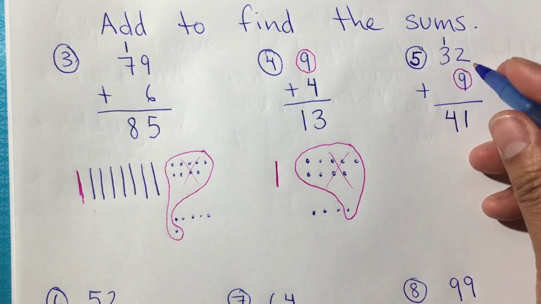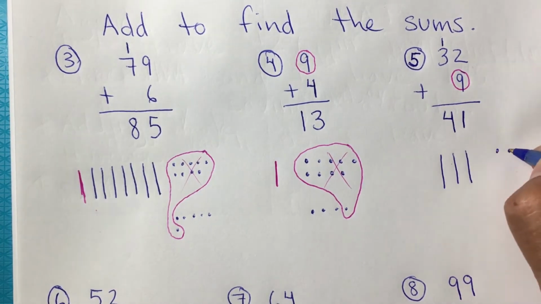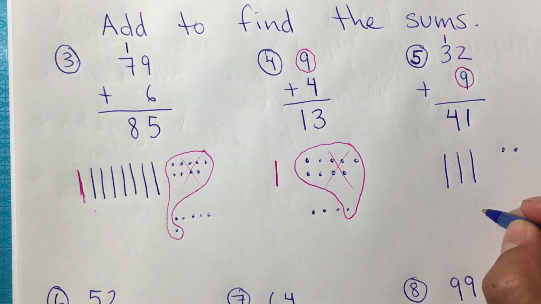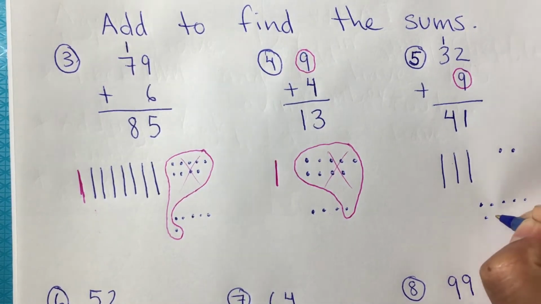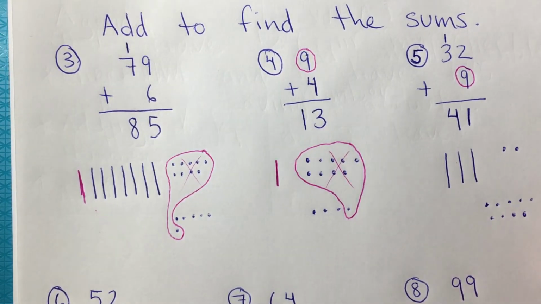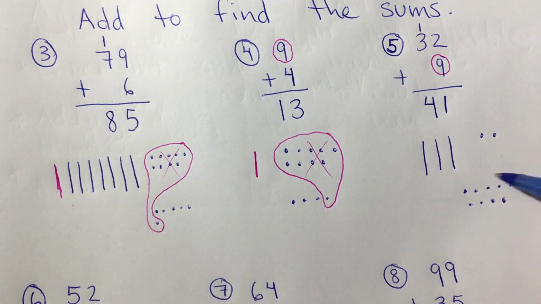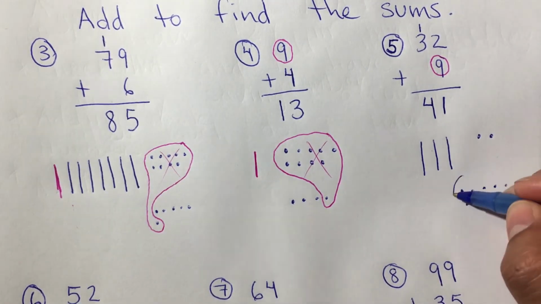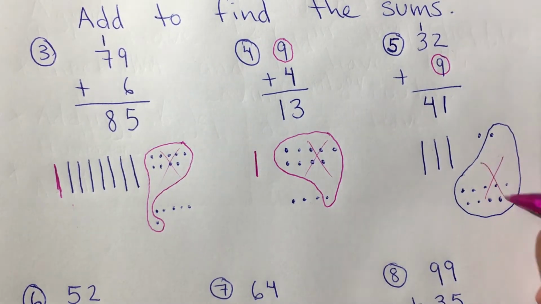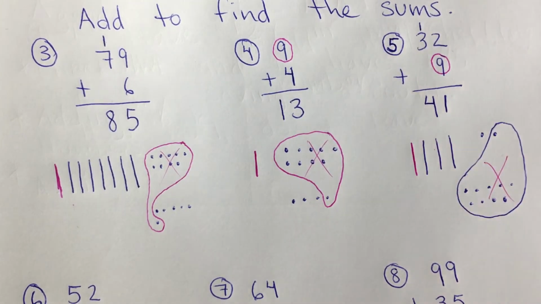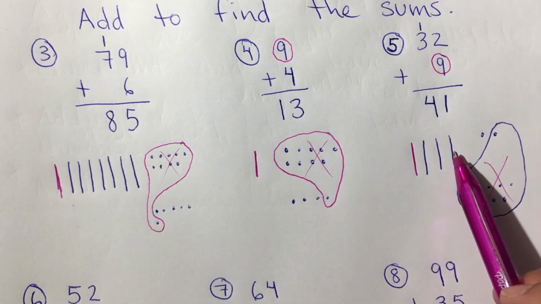So 32, and then plus 9. 1, 2, 3, 4, 5, 6, 7, 8, 9. In here, I'm going to regroup 9, and 1 more will make another 10. This regroups as a 10. And now I only have 1, 2, 3, 4, 41.